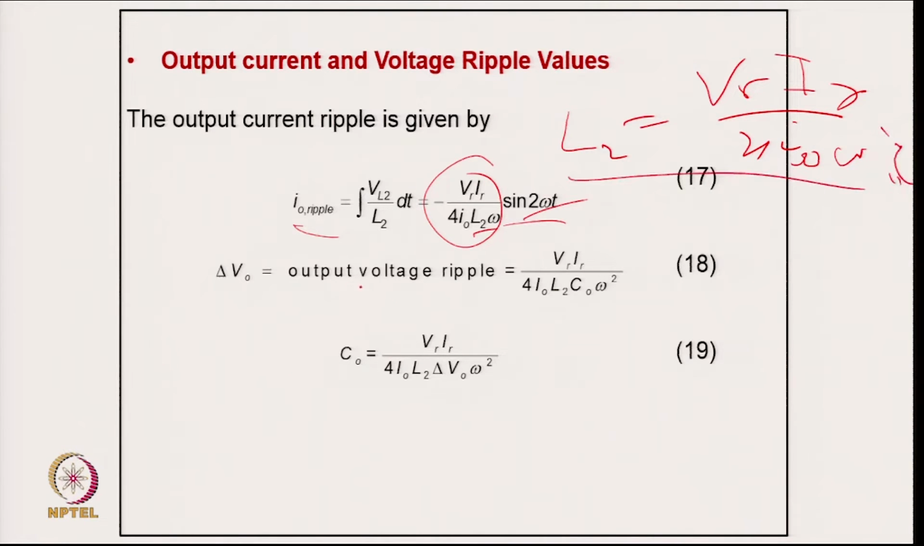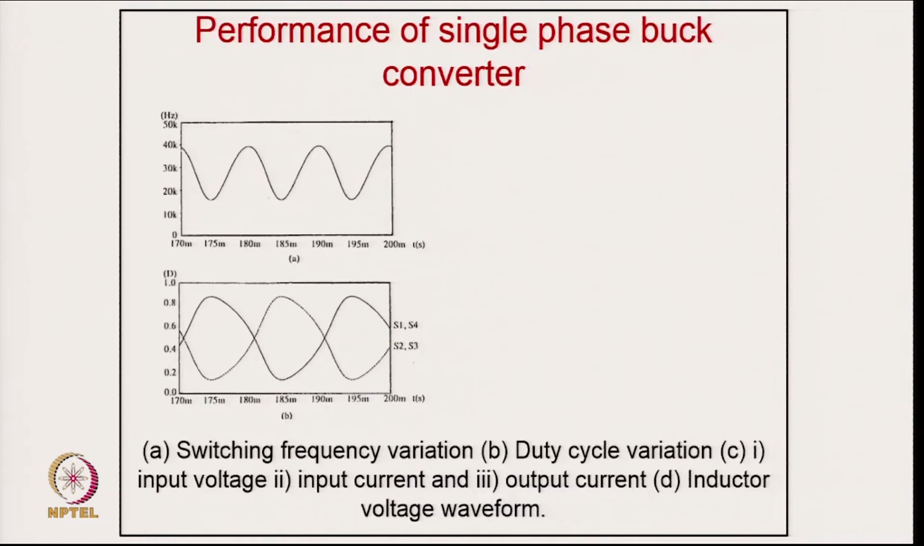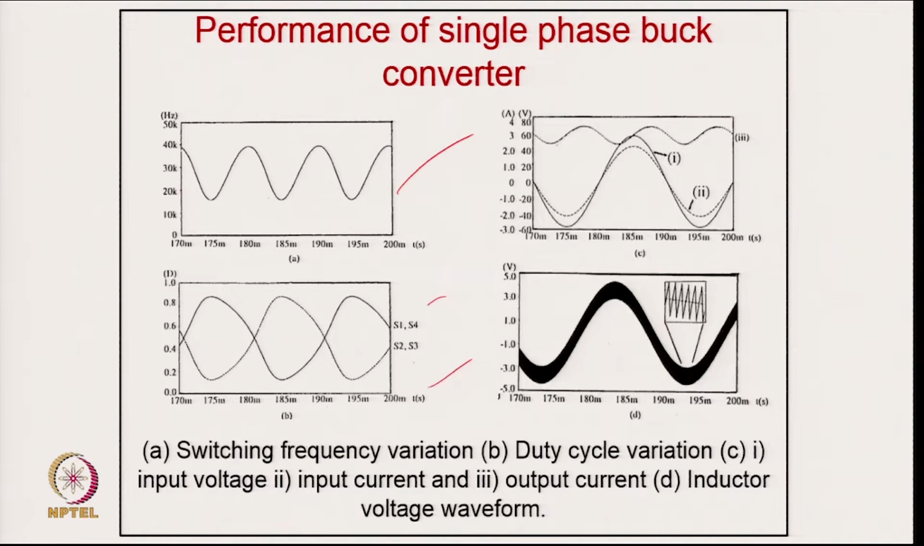Once you know the inductor, for a given output voltage ripple, from this relation you can find out the value of the capacitor. So, that gives the value of the inductor and capacitor as far as the design of the converter is concerned. And after having the design, you can clearly see how the input current is sinusoidal, and these are the switching functions corresponding to that for maintaining sinusoidal voltage also. This is the voltage and current relation, with the input current and input voltage, and this is the output voltage.